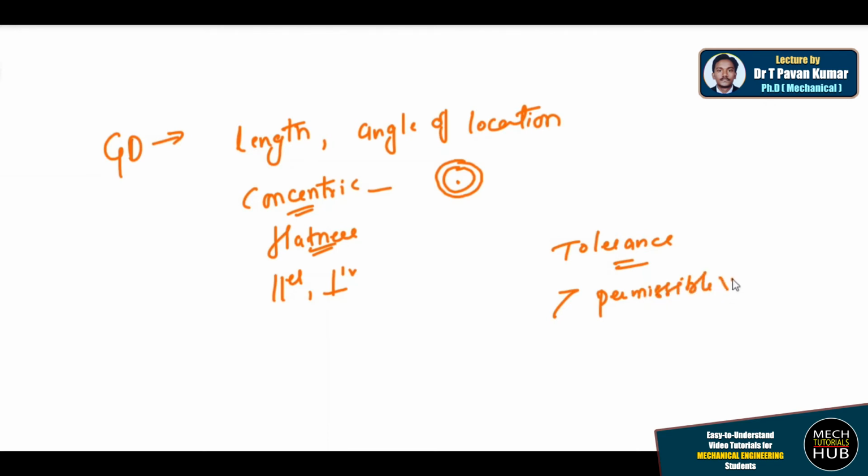Permissible variation. Okay, if that is required, that has to be incorporated. So there are other names also given to this particular GD&T.